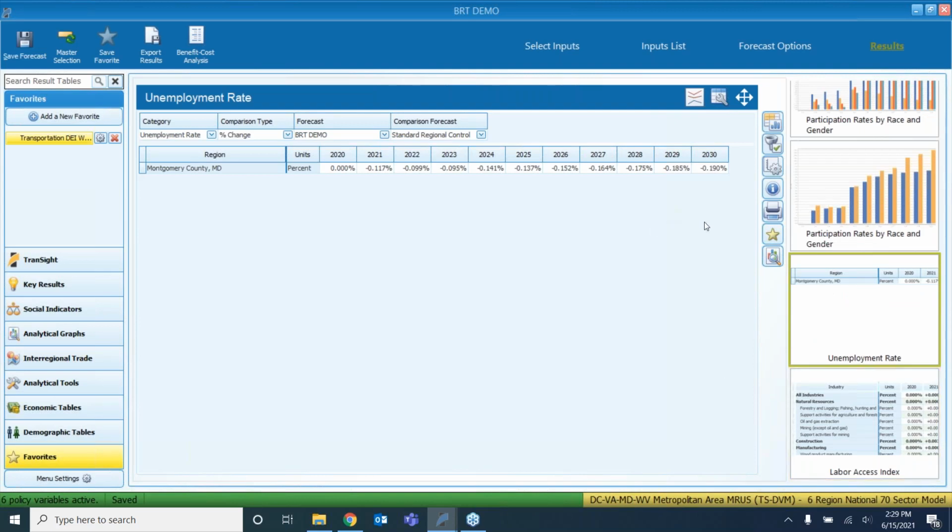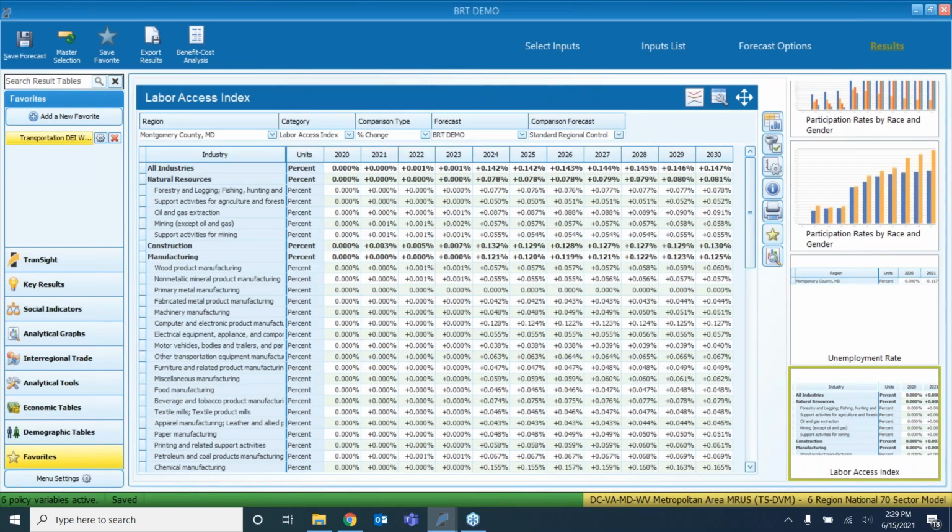And with that, we've gone through some of the key DEI indicators that really showed some interesting results for this particular project. But to show what we can see specifically in TranSight, when we're thinking about the effect of this transportation route on labor access, this table here will show us the increases in the labor access index across all industries in our region of interest, which is, of course, in this case, Montgomery County.